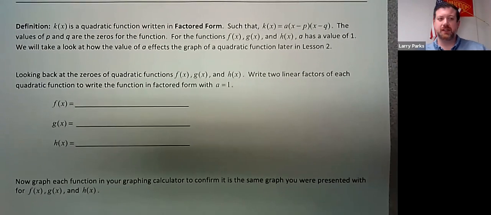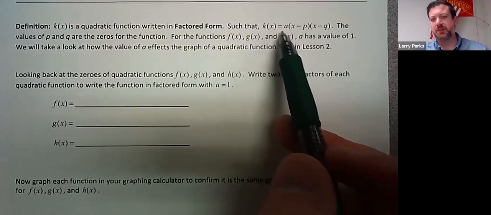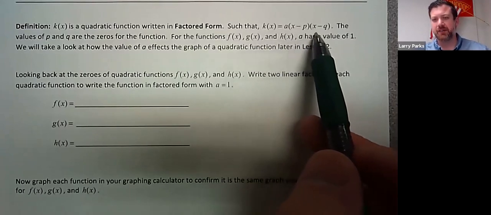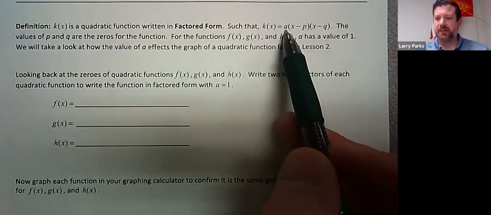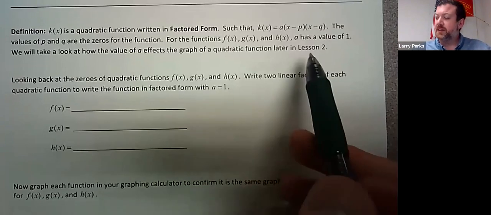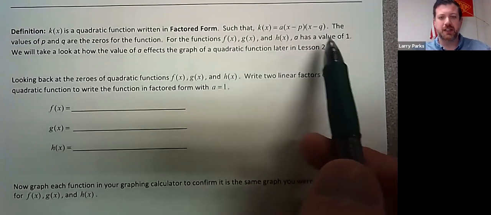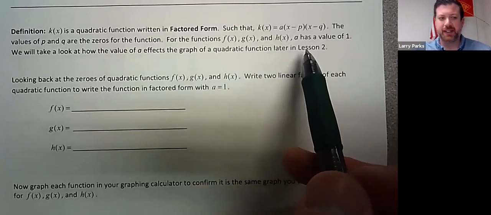So k of x is a quadratic written in standard form. And when you write something in factored form, you're going to have your linear factors, and you're going to have this a value out here that, remember, the a value stretches it or compresses it. Another way to say compress is widen. And so the first 3 functions we did, the a value is 1. And we're going to talk about how to find that exact a value.